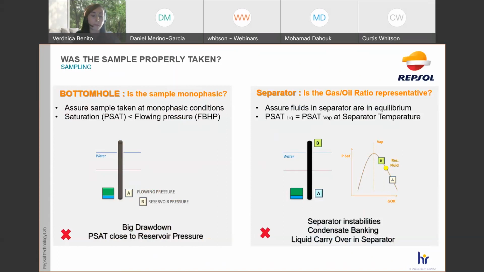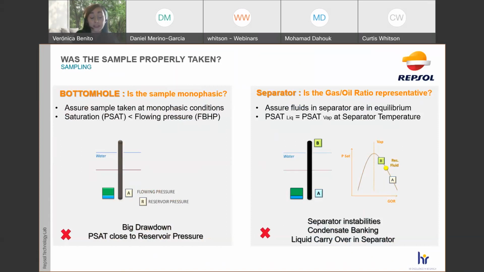On the other hand, if a separator or surface sample is taken, the most important point we need to assure is that the gas-oil ratio measured is correct and representative. We can check it by comparing the saturation pressure measured for gas and liquid phases at separator temperature.